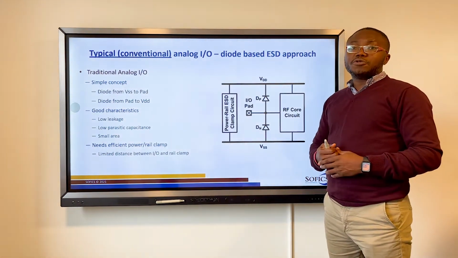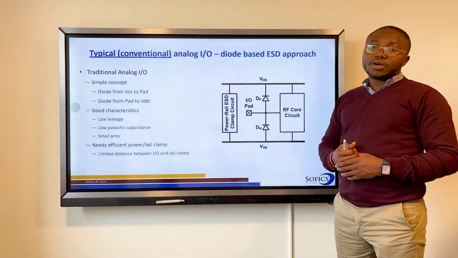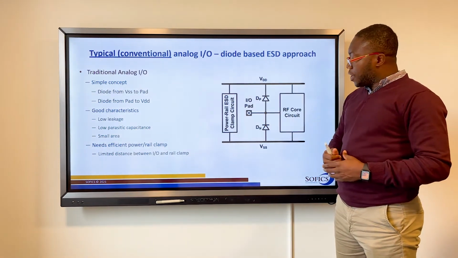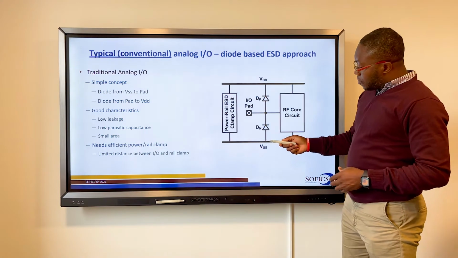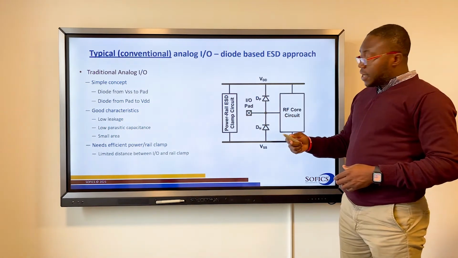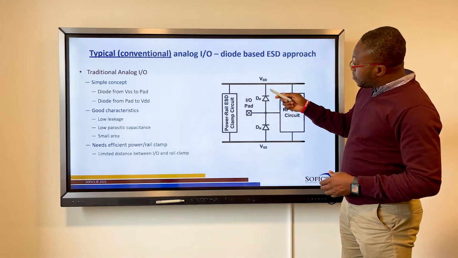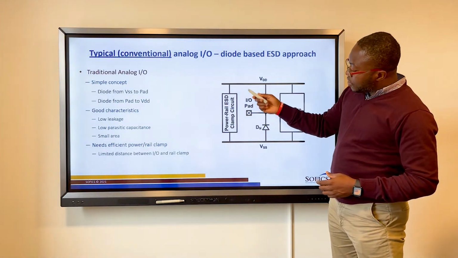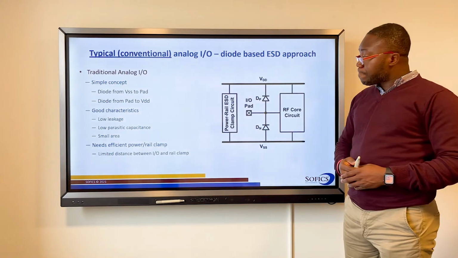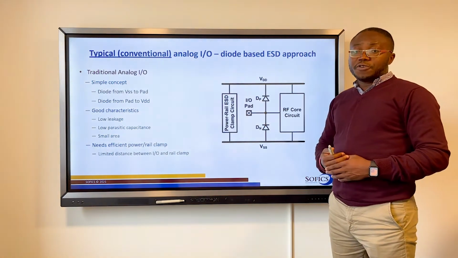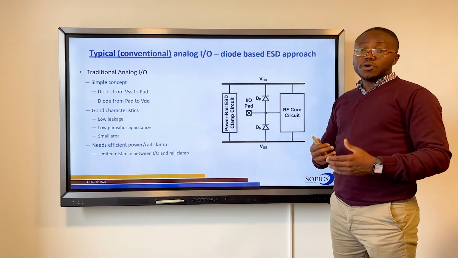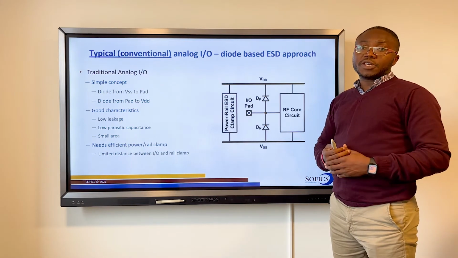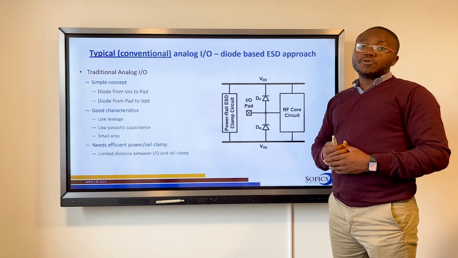The conventional approach for ESD protection in analog IOs is the dual diode approach. In this approach, we have one diode from the ground VSS to the IO pad, and a second diode from the IO pad to the power supply VDD. We also have a power rail clamp between VDD and VSS. The dual diode approach is very popular because it has a reasonably low leakage and parasitic capacitance, as well as a small silicon footprint.